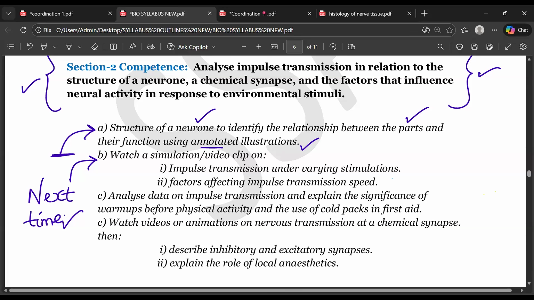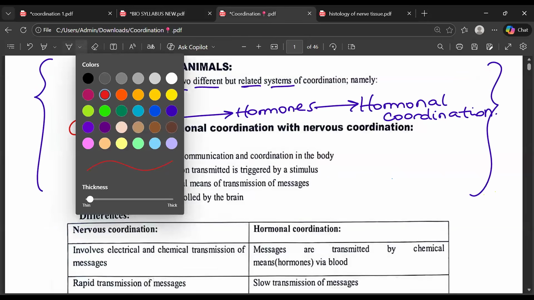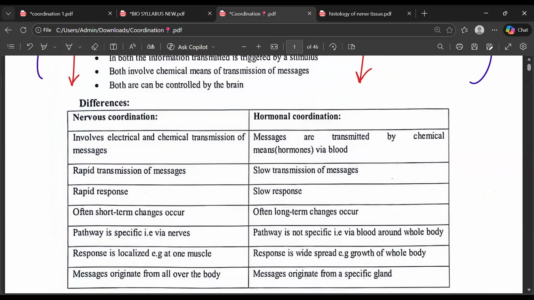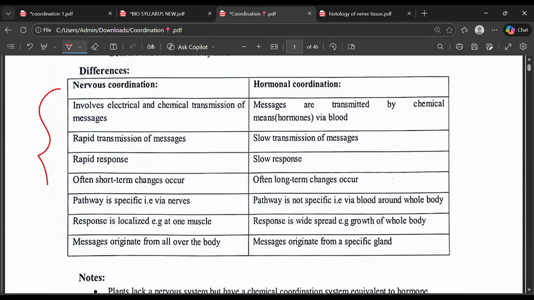So I've told you hormonal coordination can only make sense, the comparison makes sense, when you know about each. So I will not go through this. But maybe what you need to know is about the nervous coordination, because it's coordination by the nervous system. So maybe I can only read through these ones.